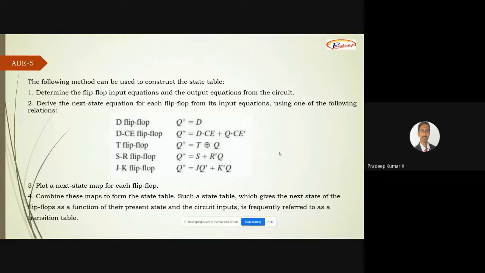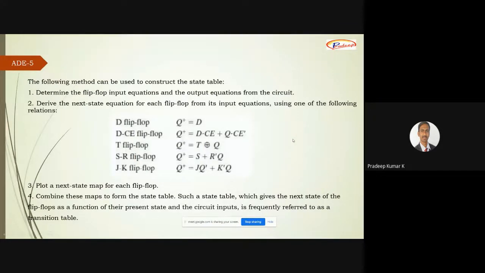The fourth one is to combine these maps to form the state table. A state table which gives the next state of the flip-flop as a function of their present state and the circuit inputs is frequently referred to as a transition table. Once you plot the next state for each flip-flop, you can decide how the state table will be generated, and how it becomes a transition table. These are the four steps to design the state table.